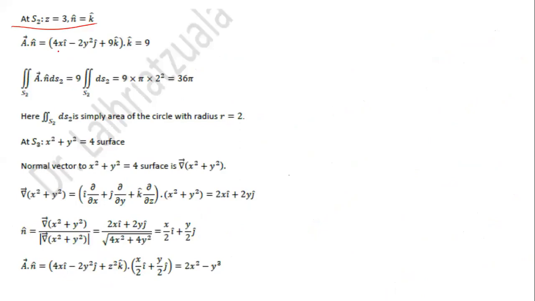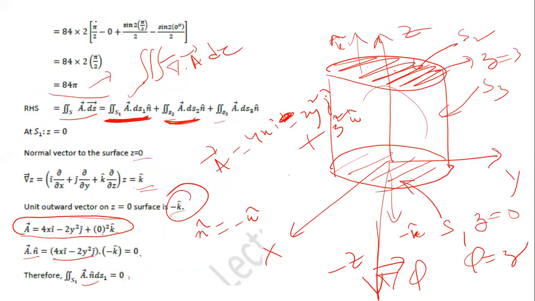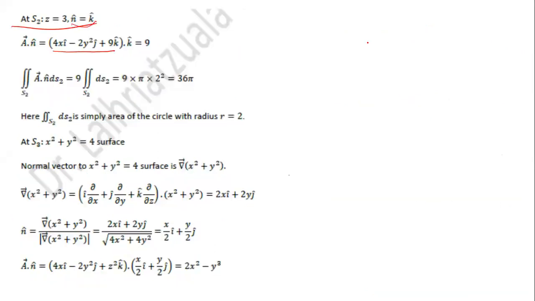So this is what you will have as your A vector, and the outward unit normal vector to this surface is k cap here. So you just put n cap equal to k cap. K cap dot k cap is 1, k dot j is 0, k dot i is 0. So A dot n is 9. Since 9 is a constant, you can take it out of the integration. Now what is left here is this.